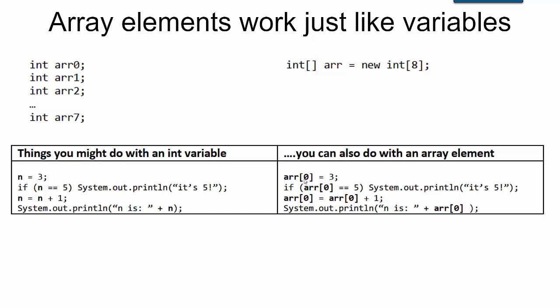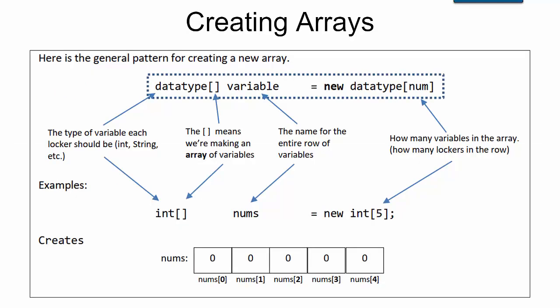And so you can put it inside a statement of Java wherever you would think about having a regular variable. So you can save 3 inside location 0. You can check location 0 if it's 5. You can take location 0, add 1 to it, save it back inside location 0, and then print what's at location 0. Okay, so let's practice with some of these things just to get the syntax under your fingers. The syntax for creating an array is you have the data type for what kind of variable you want the array to contain, and then the square brackets say that we're making an array of those things.